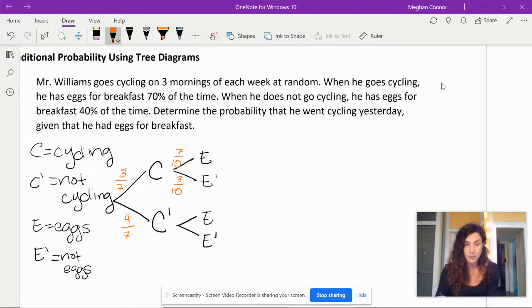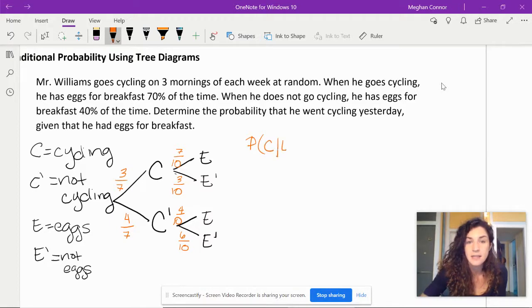When he does not go cycling, so we're looking at this bottom branch of our tree diagram, he has eggs for breakfast 40% of the time. I'm going to represent that as 4 out of 10, and not eggs will be the remainder, 6 out of 10, the 60%. So this is the tree diagram, and we're going to use it to calculate the probability that he went cycling yesterday, given that he had eggs for breakfast. So we want the probability of cycling given eggs.